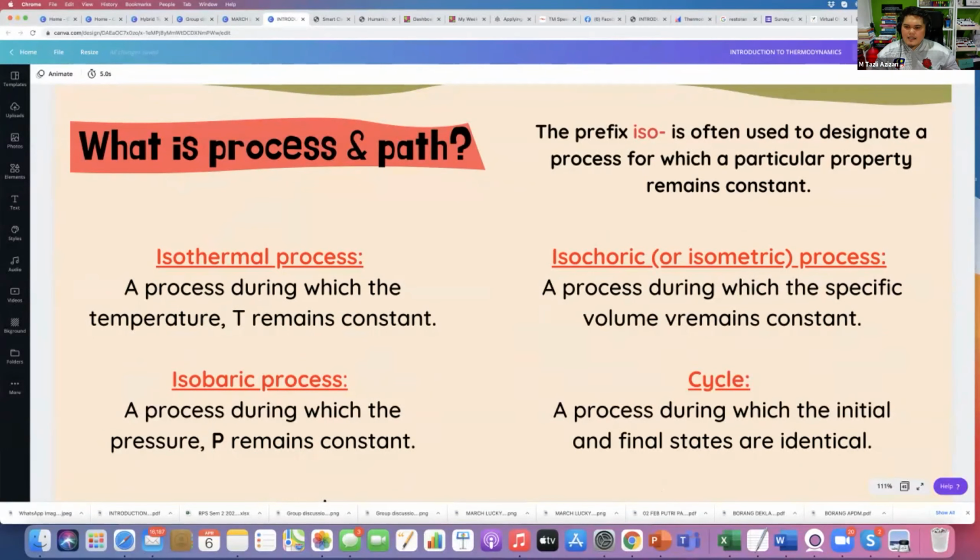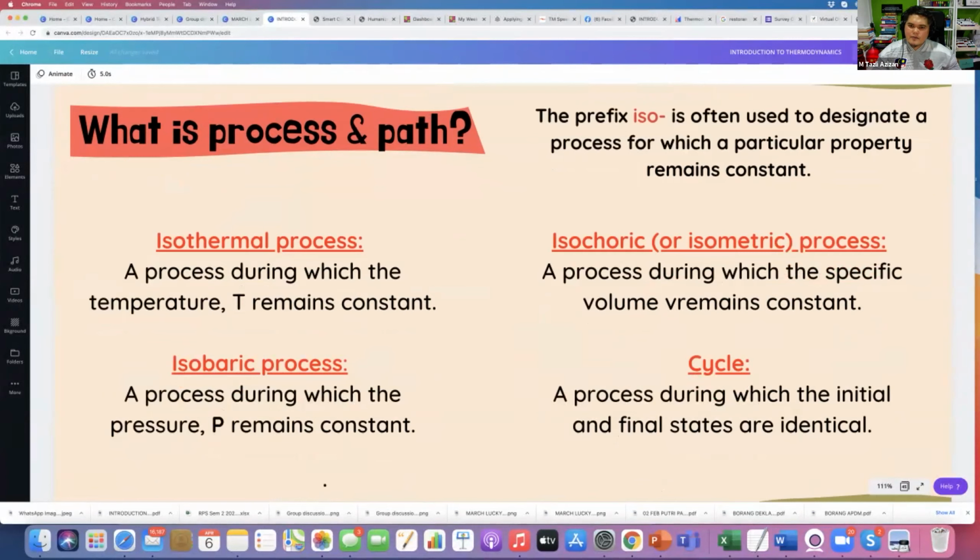And the cycle is a process during which the initial and final states are identical, which means that it completes the cycle. From the beginning, at state 1, it goes to state 2, and then it goes to state 3, and then it goes back to state 1. So it goes back to the initial state. This is what we call a cycle.